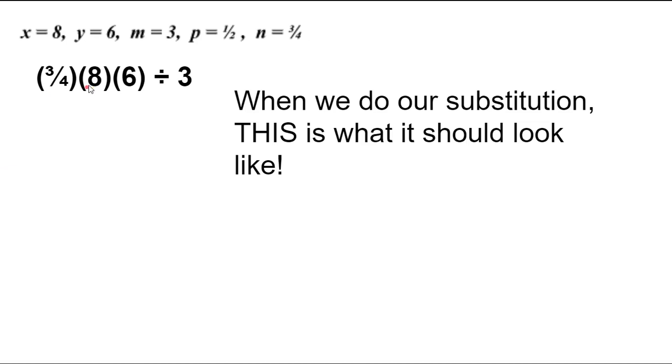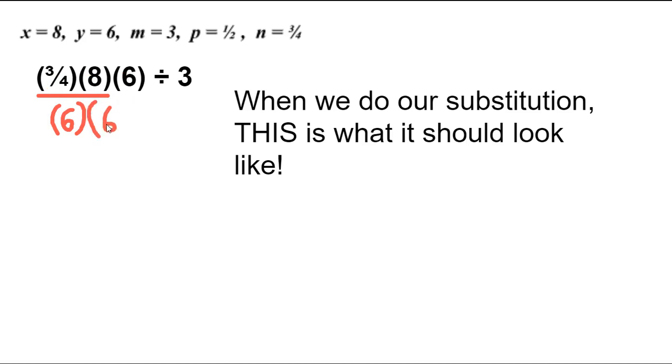So 3/4 times 8 times 6 divided by 3. We're going to do this all in order from left to right. So the first thing I'm going to do is 3/4 times 8. 3/4 times 8, I know that's going to be 6. So this time I am going to put in parentheses. That dot looked like a decimal, and I don't want to get confused.